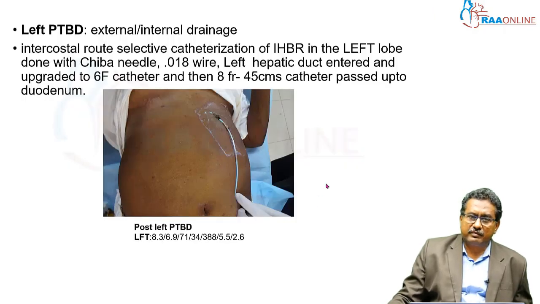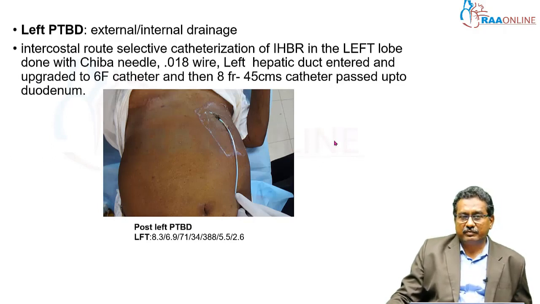So since we are dealing with an obstructive jaundice advanced case with metastasis, we went ahead with a left percutaneous transhepatic biliary drainage. Externally it was done, and then internalized into the duodenum. The intercostal route on the right side was chosen. Selective catheterization of intrahepatic biliary radicals in the left lobe was done with a Chiba needle and 0.018 wire, and the left duct was entered and upgraded to a 6 French catheter, and then an 8 French catheter, 45 centimeters in length, passed up to the duodenum.